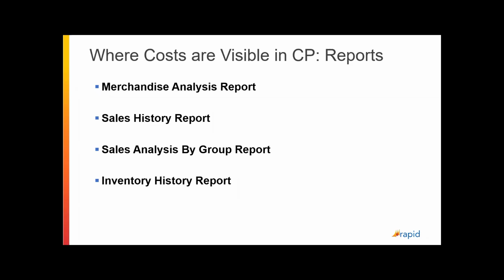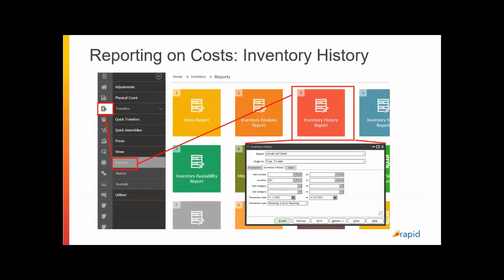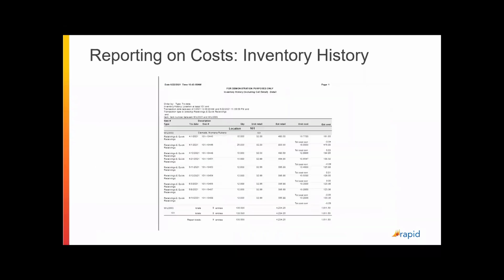I like this one because it lets you see the change of costs over time. So we're going to go ahead and dive into this one just a little bit. This is the path to get there. We've got inventory reports and then your inventory history report. Then we're going to go ahead and set our parameters, whatever time frame we're looking at, locations, etc. Let's go ahead and take a look at that actual report.